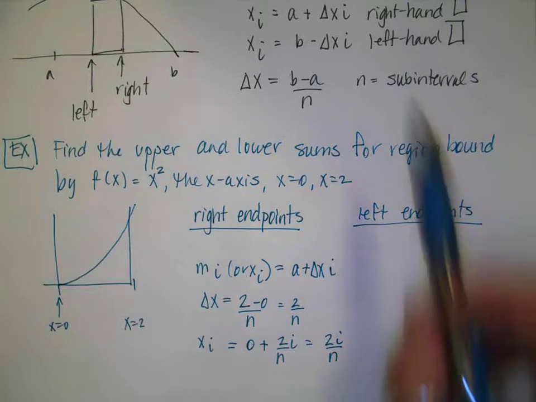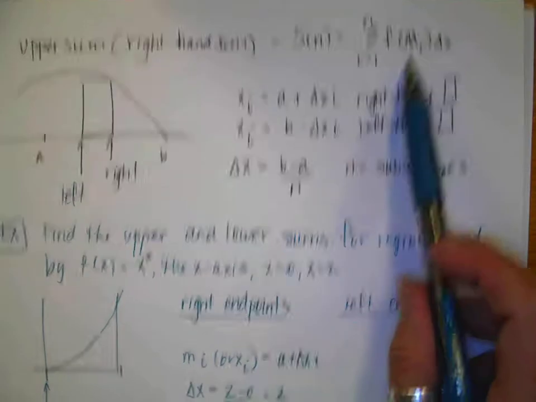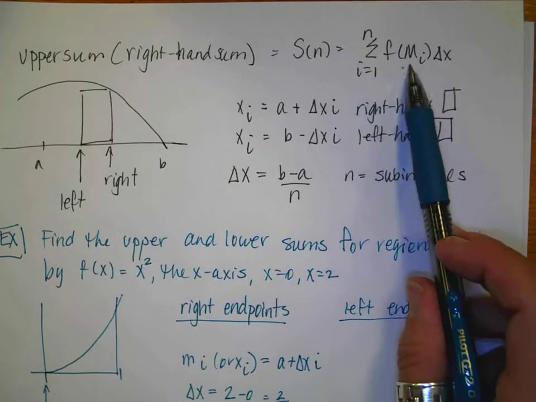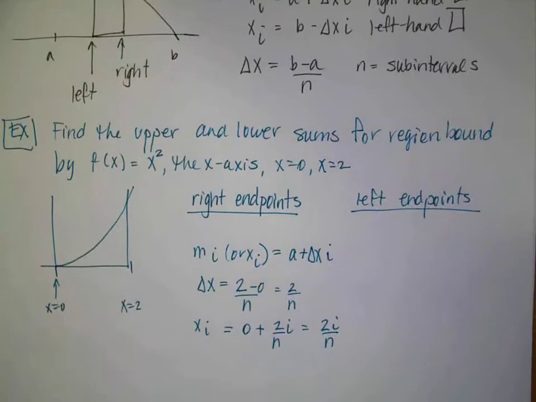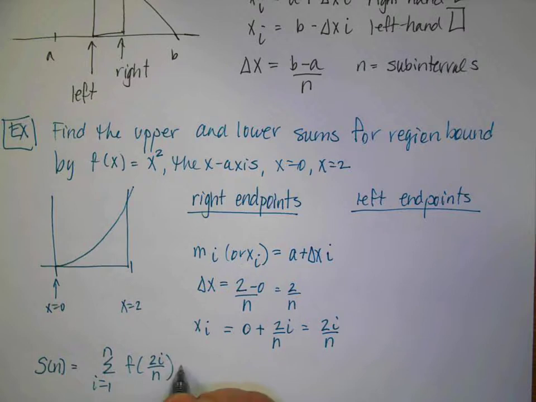Alrighty? And then I'm going to actually go ahead and set up the summation. So remember, it's going to be a function evaluated at x sub i times delta x. So my area under my curve, so S of n, is going to equal the sum from i equals 1 to n of f of my 2i over n times my delta x, which is 2 over n.